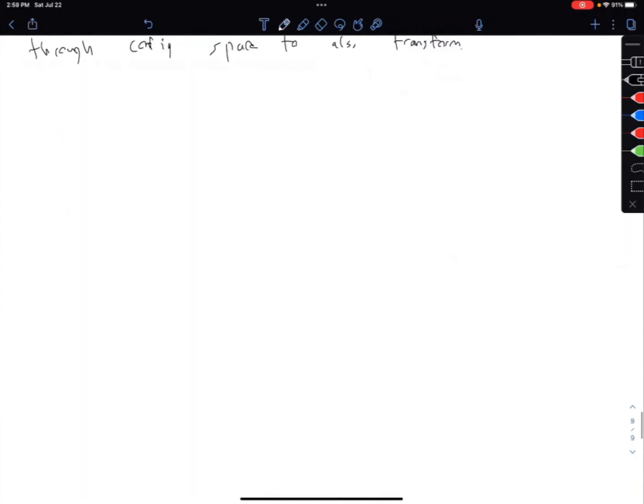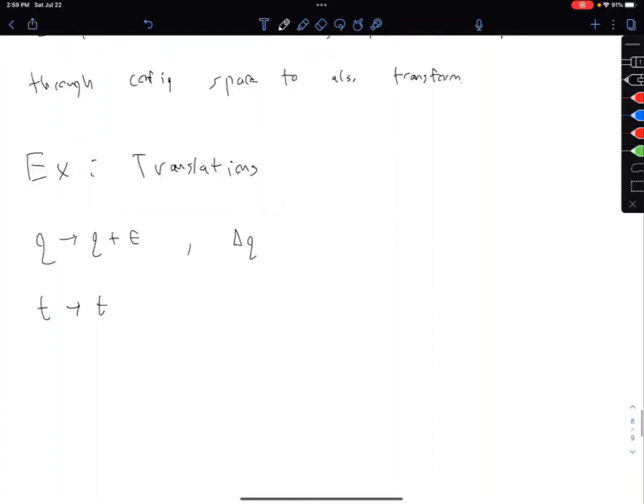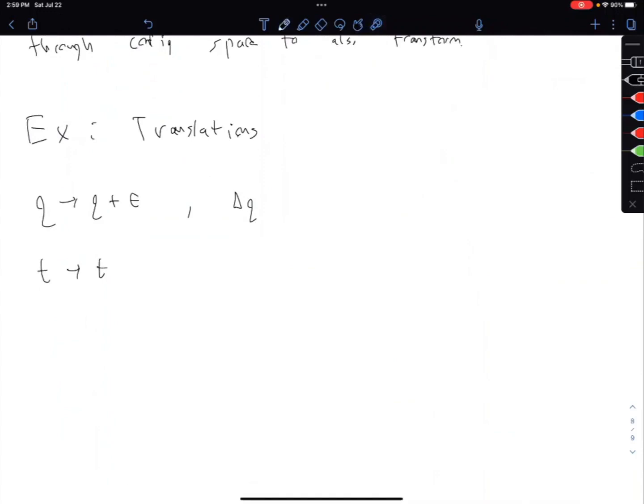Okay, now let's discuss some examples. First example, translations. What that would mean is that the transformation would be Q goes to Q plus epsilon, and T would go to T. In the language that I've just outlined here, that means that delta Q is 1, and delta T is 0.